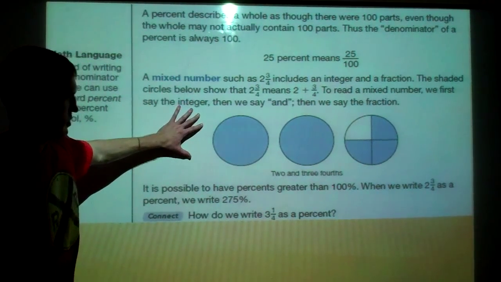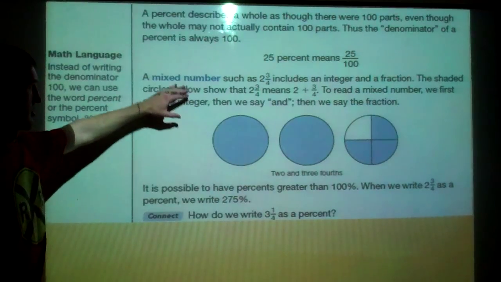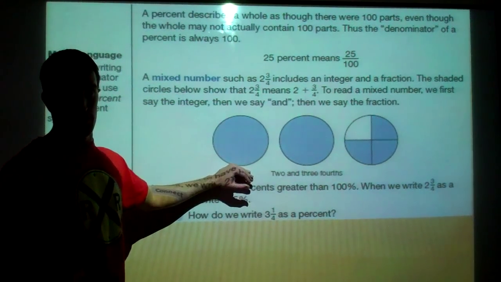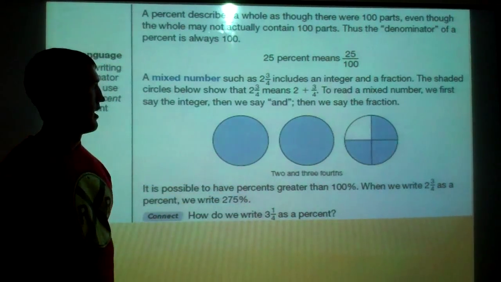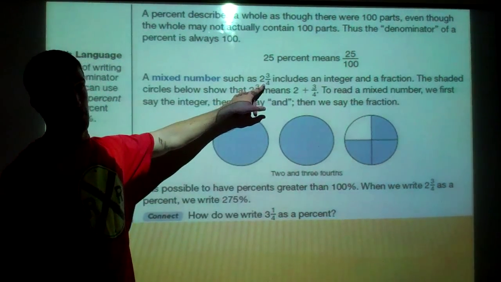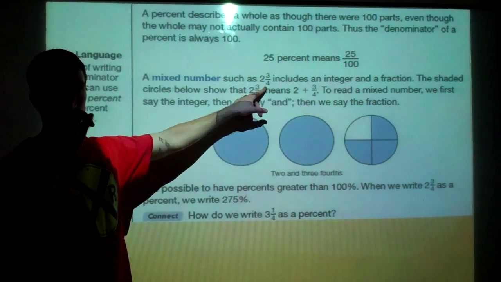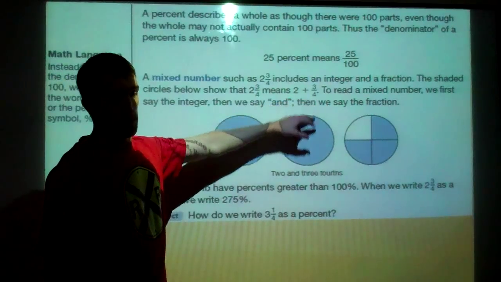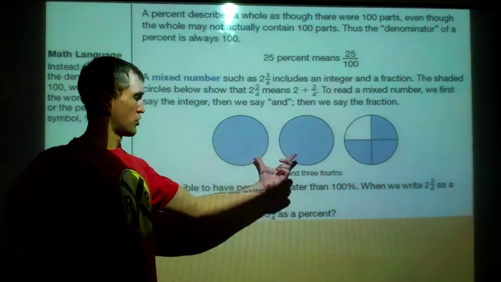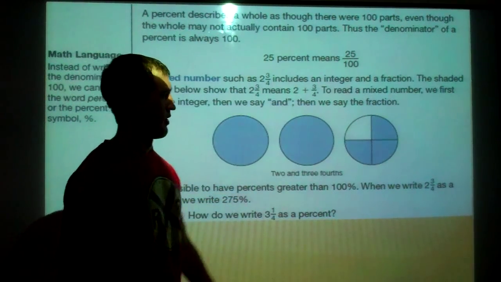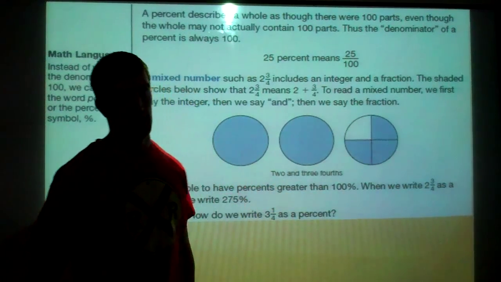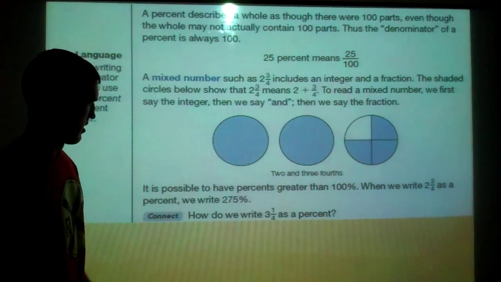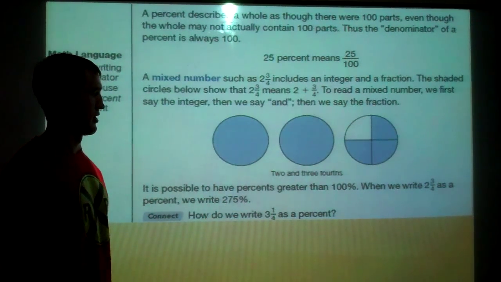But if we have a mixed number, such as 2 and 3/4, we can represent that with the circles like we did before, and this would be more than 100% because it's more than 1. So this actually means 2 plus 3/4, and if we do circles, we'd have 2 full circles, and then 3/4 of a circle shaded. So that's 2 and 3/4. As a percent, that is 275%.